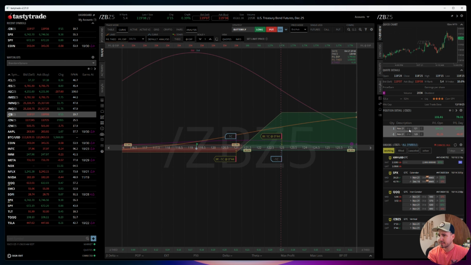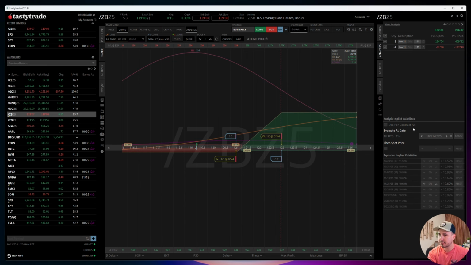We have 31 days to expiration. So I'm going to hold this for at least another 5 or 6 days. You can see my profit potential is pretty good if I hang in there. And if you haven't used this tool before, you can go here, go to analysis, and you can click and kind of forecast what happens each day. And let me click something.